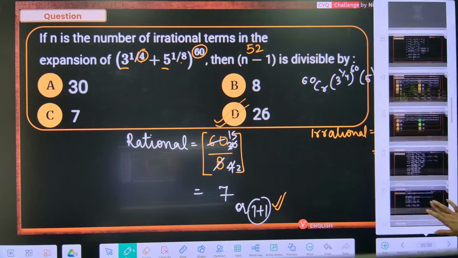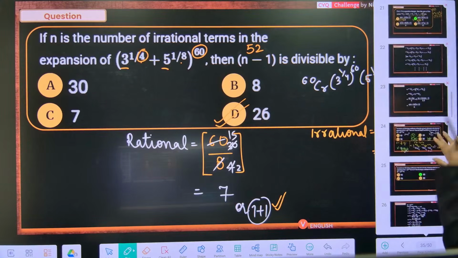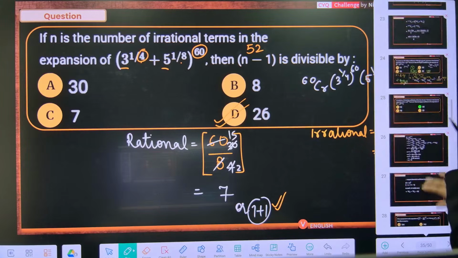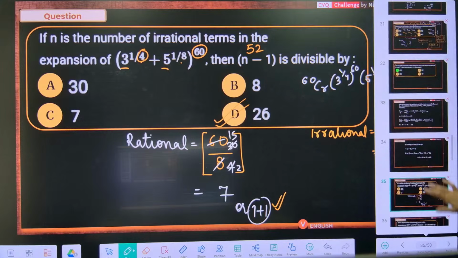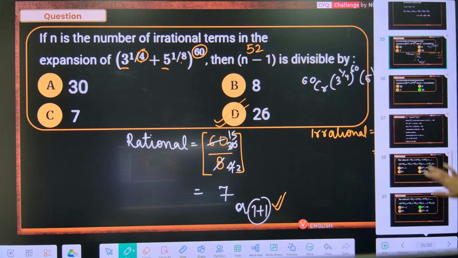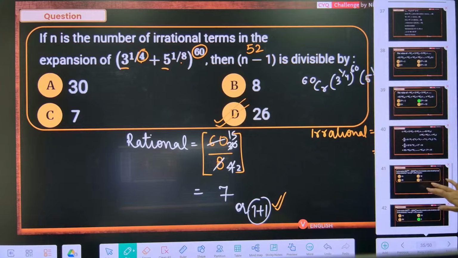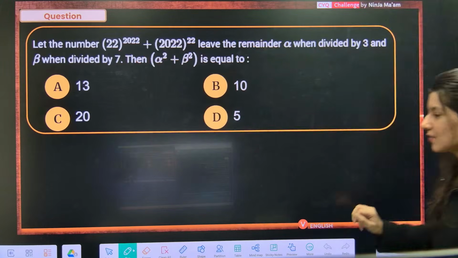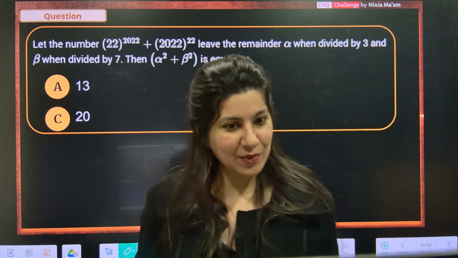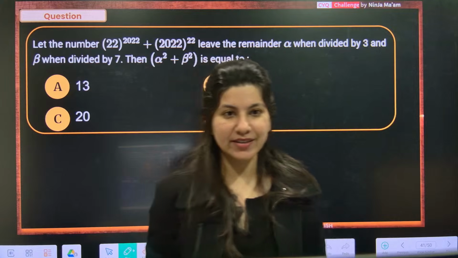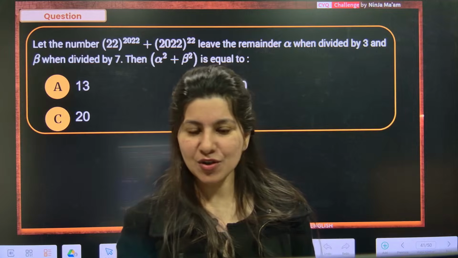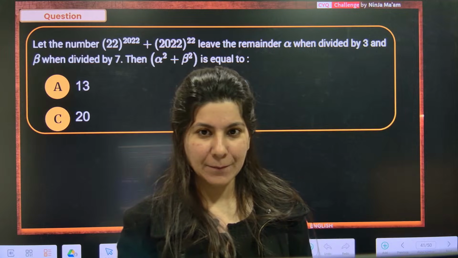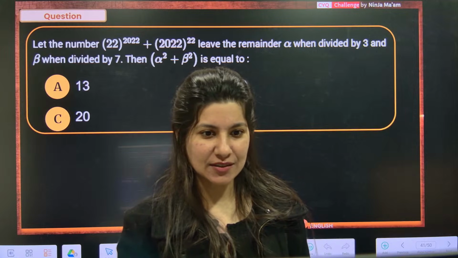And now we are going to talk about remainder problems. Remainder problems, my dear students. Ready for remainder problems? And then we are going to talk about properties of binomial coefficient. Also, I'm not sure whether you're liking my session or not. Liking the session?